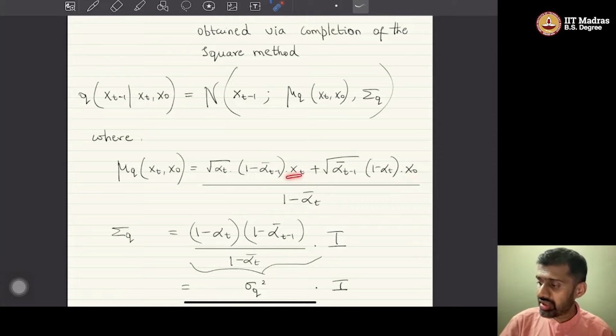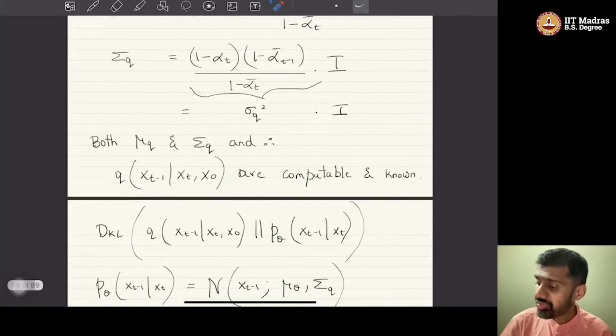Note that x_t and x_0 are vectors and all these alphas and their derivatives are scalars. So this is nothing but a linear combination of x_t and x_0, and sigma_q is nothing but a diagonally scaled version of the identity matrix, where the scale is given by small sigma_q squared. So q of x_{t-1} given x_t and x_0 happens to be a normal distribution with certain mean and variance.